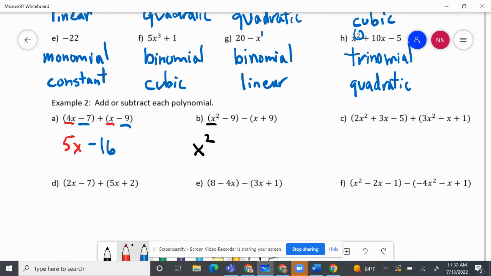Then what we're going to do is look at the x, and the negative right here, we could think of this as -x minus 9 if we were to distribute the negative. So we're just going to bring down the -x. And then what we have is a -9 and a -9, which is minus 18, or plus a -18.